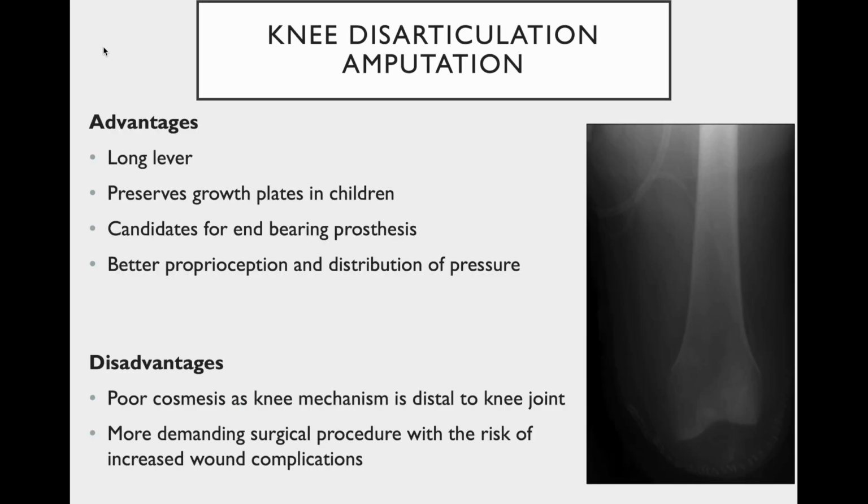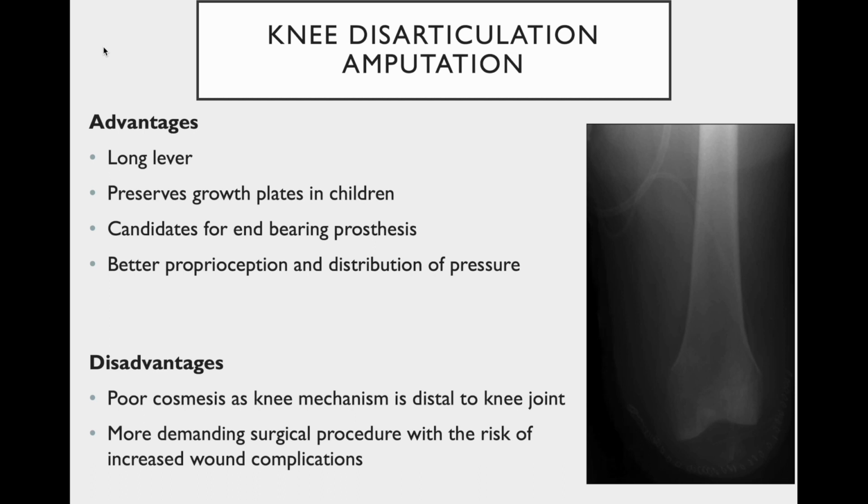Moving on to the more proximal amputation of knee disarticulation. This is also known as a through knee amputation. There are a number of advantages of the knee disarticulation amputation over a transfemoral amputation. We have a longer lever compared to a transfemoral amputation. Just like the Symes amputation, the knee disarticulation amputation also preserves the growth plates in children. So we have a pair of femurs that grow to similar lengths.